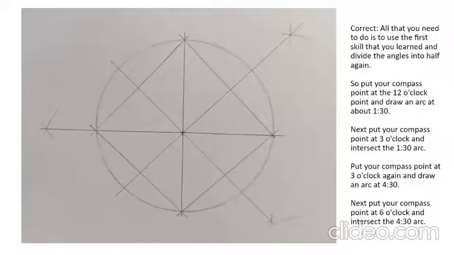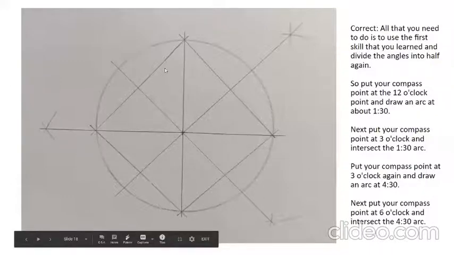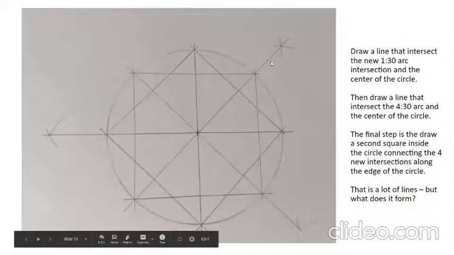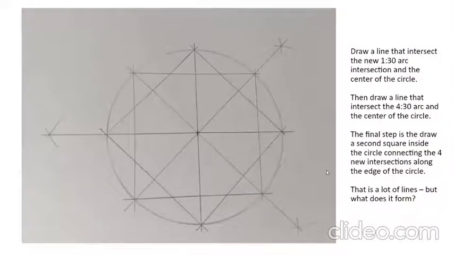Instead, what we're just going to do is connect up the 4 open intersections that haven't been connected up with anything else yet. So that will give us 2 squares within our circle, one slightly tilted from the other. In fact, it's tilted by 45 degrees if you're into that type of stuff. And there you have it, our first basic 8-pointed star.